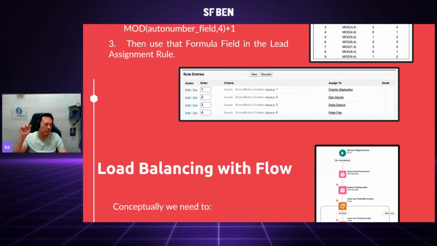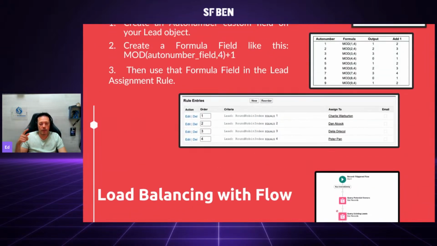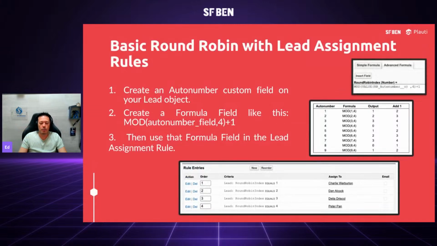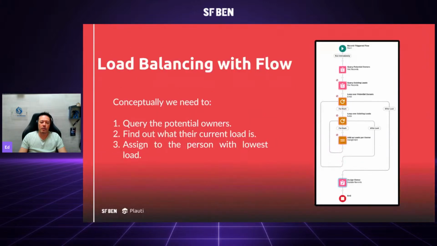And then, in a similar thing, let's go back to round robin. Round robin is just going to go one by one around each member of the team, and it doesn't regard how much load they're under. A load balancing approach is more about assigning your lead to the person with the fewest leads, the one with the lowest load. And you can do that with flow. Here I've just got a conceptual flow where what you would do is first query the potential owners from your user's object.